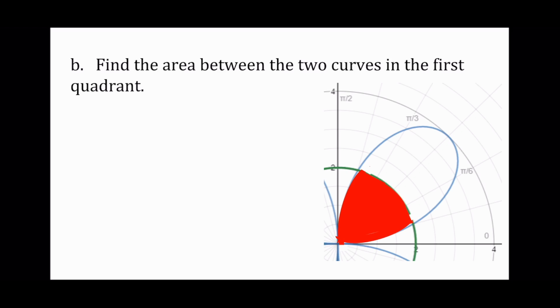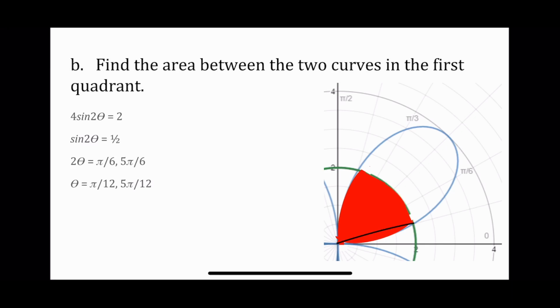When we have the curves set equal to each other, we'll have 4 sine 2 theta is equal to 2, which then becomes sine 2 theta is equal to 1/2. 2 theta is equal to pi over 6, 5 pi over 6, because that's when sine of theta is equal to 1/2. So then theta is equal to pi over 12 and 5 pi over 12.